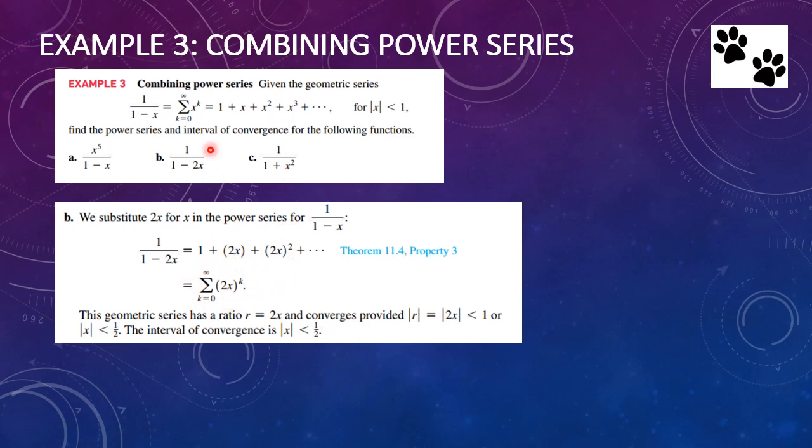So the new series is the summation of 2x to the power of k. And again, it's just doing a composite function. This geometric series has a ratio of 2x and converges provided the absolute value of r, which is the absolute value of 2x, is less than 1. If we solve that, we get the absolute value of x is less than 1/2, and so the interval of convergence is the absolute value of x less than 1/2.